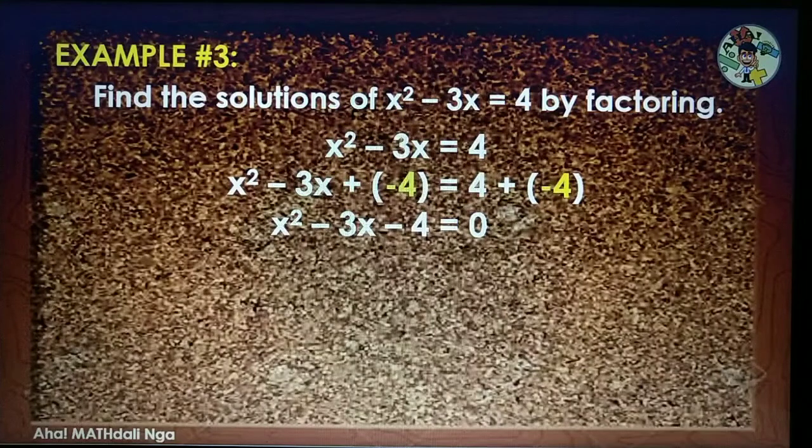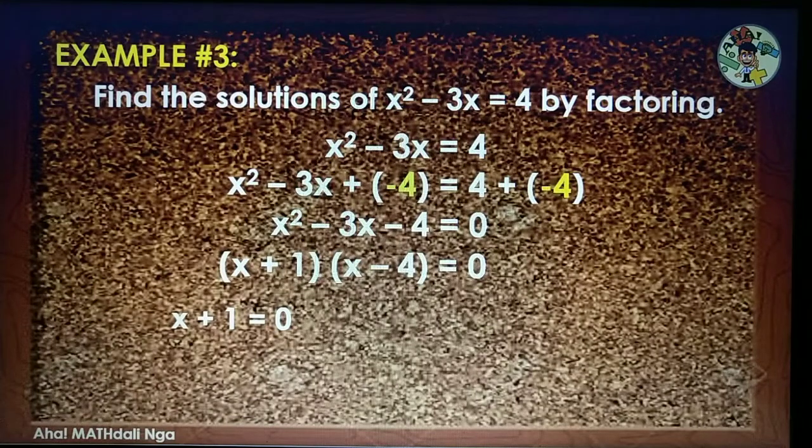Next, we need to factor the trinomial or the quadratic expression x squared minus 3x minus 4. I will apply factoring general trinomial. So the factors of x squared minus 3x minus 4 are x plus 1 and x minus 4. Next is we need to equate each factor to 0. We have x plus 1 is equal to 0.